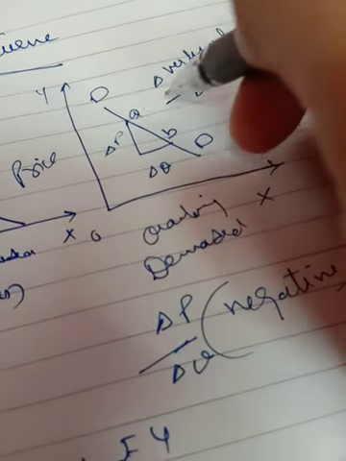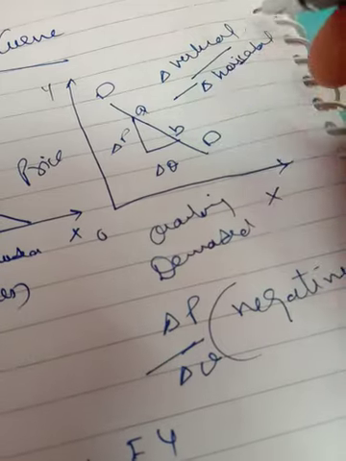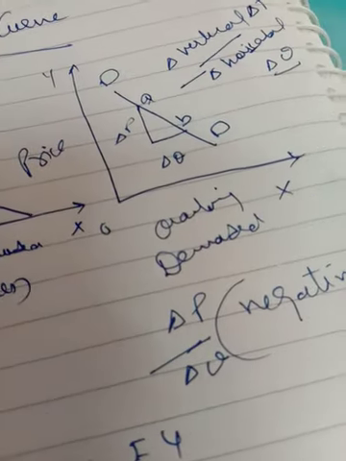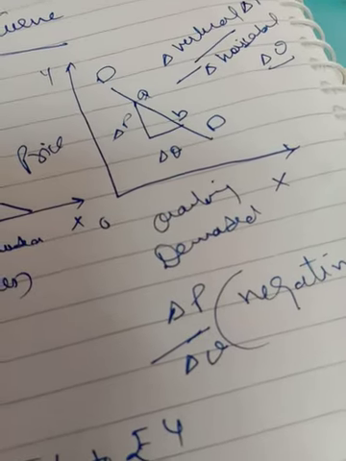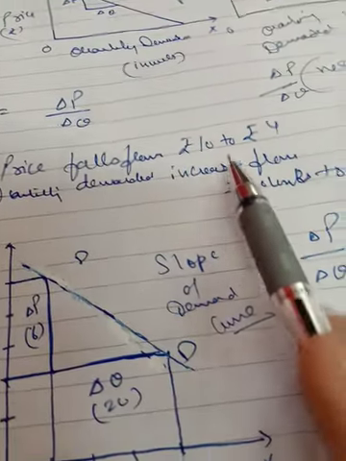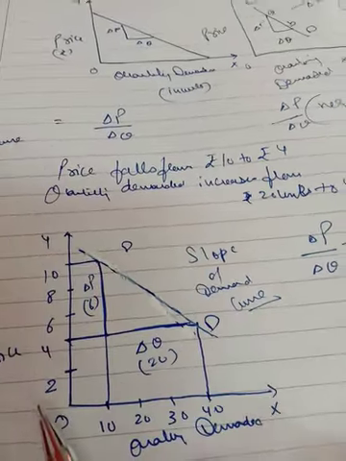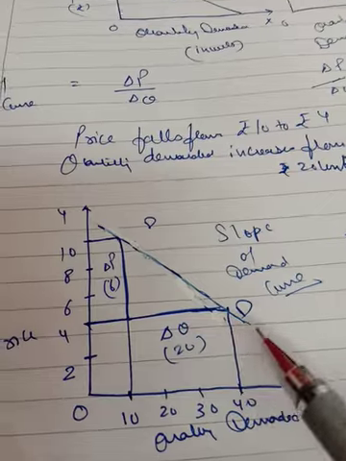Vertical here is represented by change in P, and this is horizontal, so that is why it is change in P upon change in Q. This will be the formula. So that is the slope of demand curve. If we take an example of a numerical, suppose the price falls from 10 rupees to 4 and quantity demanded increases from 20 units to 40 units, and I have made the diagram by following the table.